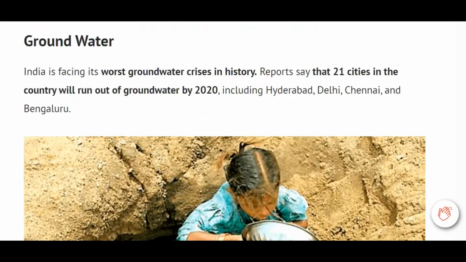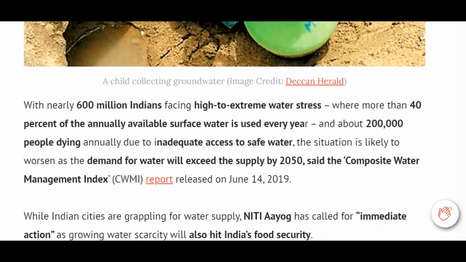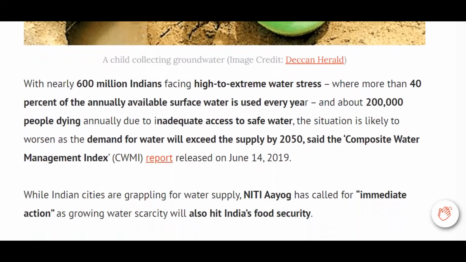Another important issue, burning issue, is the groundwater. India is facing its worst groundwater crisis in history. Reports say that 21 cities in the country will run out of groundwater by 2020, including Hyderabad, Delhi, Chennai, and Bangalore. With nearly 600 million Indians facing high to extreme water stress, where more than 40% of the annually available surface water is used every year, and about 2 lakh people dying annually due to inadequate access to safe water, the situation is likely to worsen as the demand for water will exceed the supply by 2050, said the Composite Water Management Index (CWMI) released on June 14, 2019.